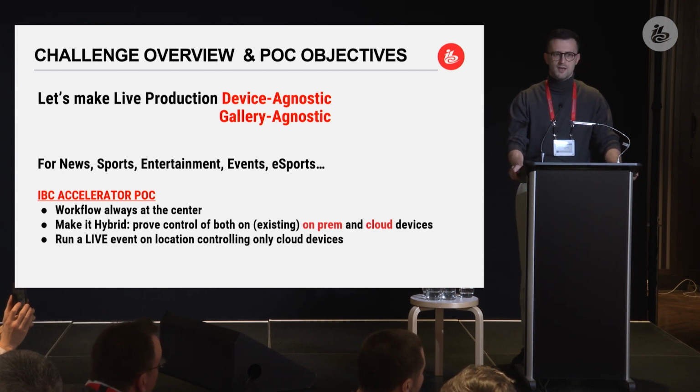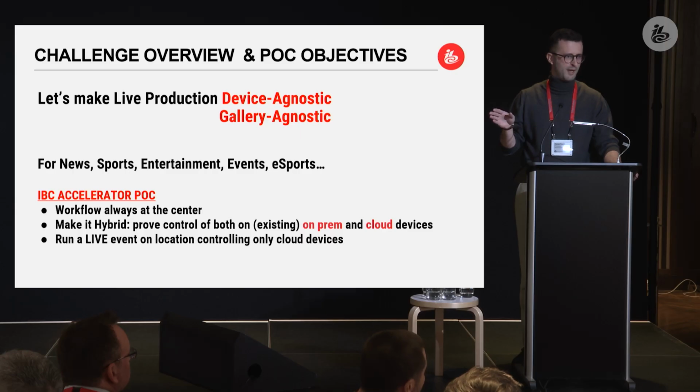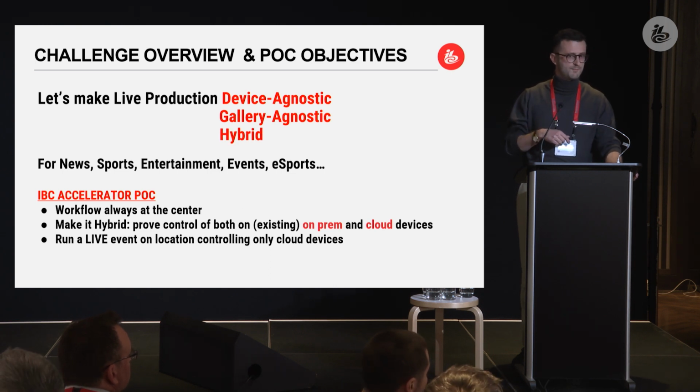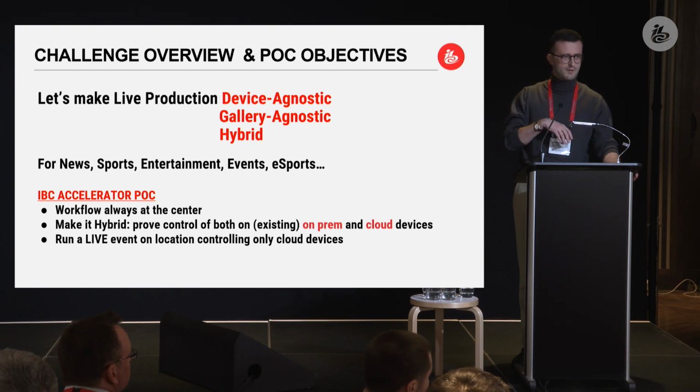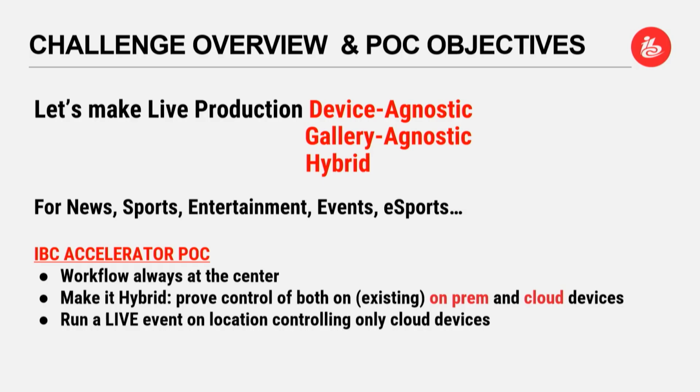What does that mean? You should have your workflow and you should be able to walk into any studio, any OB truck, any gallery, anywhere in the world, and be able to connect to all the devices there and continue work as normal. There should be no impact on the operators, the writers, the producers. It also means that live production should be hybrid, meaning it should work on-prem, but it should also work in cloud, and you should be able to mix and switch between the two.